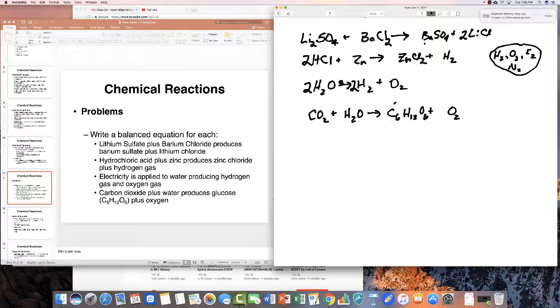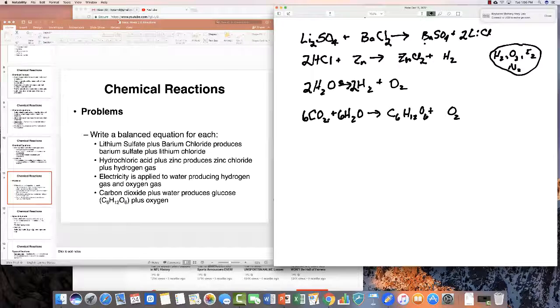So you have 6 carbons here and only 1 here, so you need a 6 in front of this guy. You have 12 hydrogens here and 2 here. 2 goes into 12 6 times, so you need a 6 there.